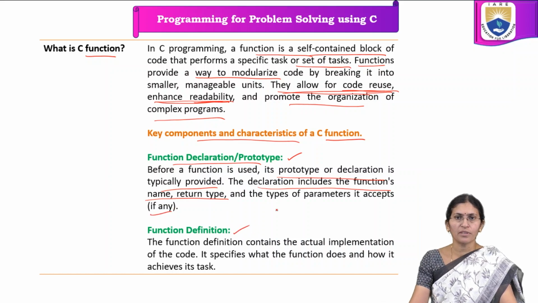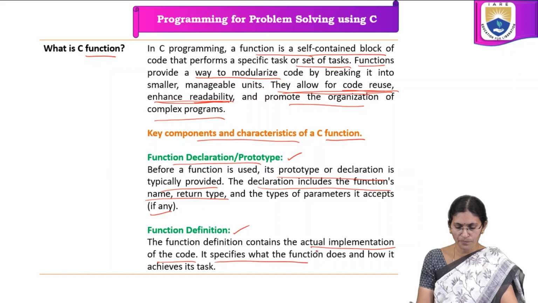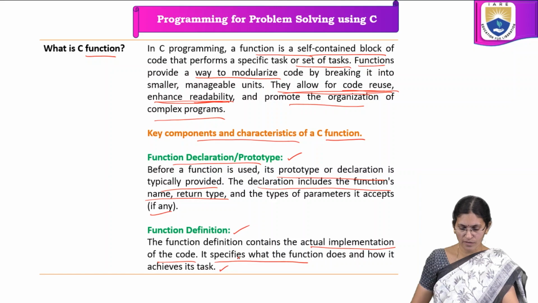Next one is function definition. Function definition contains the actual implementation of the code. So for what purpose the function has been defined, that definition is written in this function definition. It specifies what the function does and how it achieves its task.